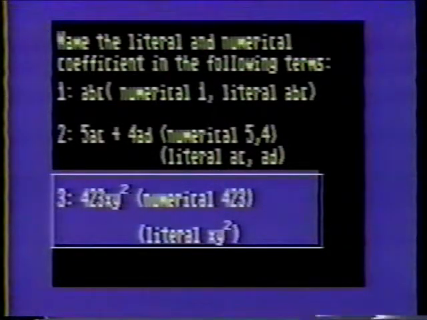Number 3. 423 times xy squared. 423 is the numerical component. X times y squared are the literal components.